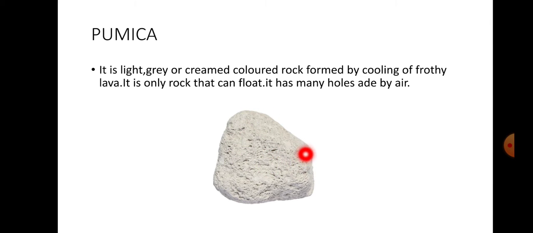It is used as a scrubbing stone to remove rough dead skin from the body. Dead cells are present in our skin, so to remove them, pumice is very useful. We can use it like soap when taking a bath, so that the dead cells are removed from our skin. Dentists also use pumice powder for polishing our teeth.